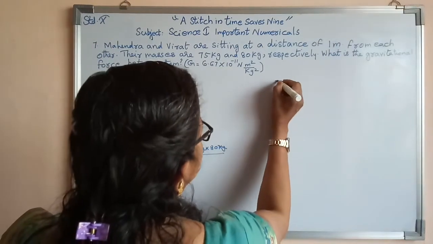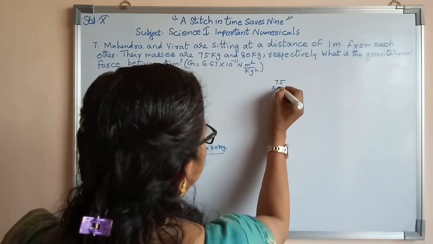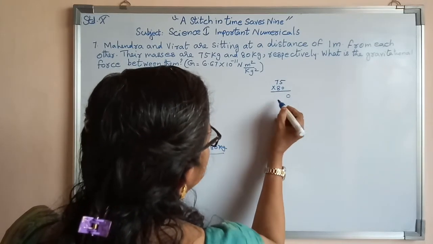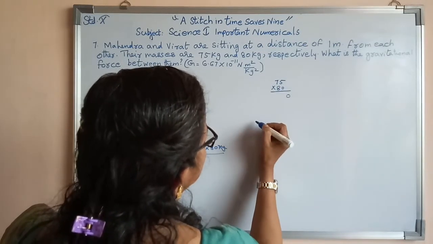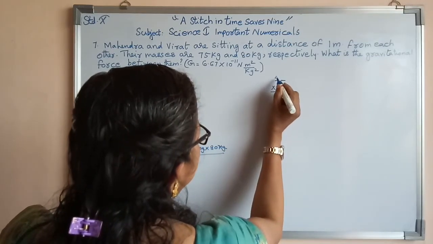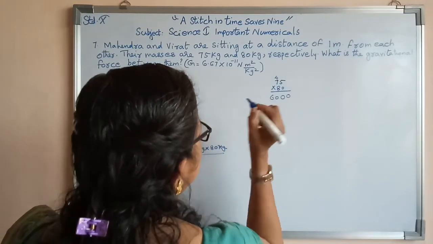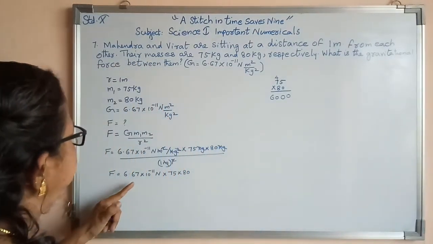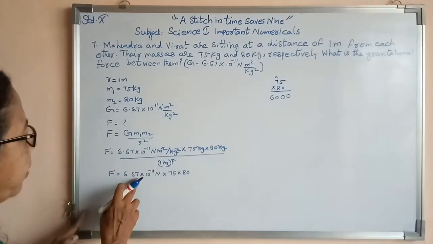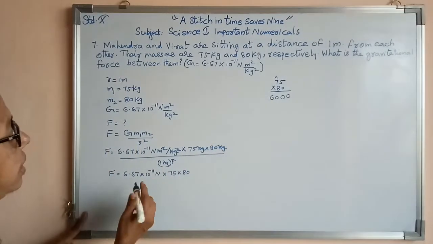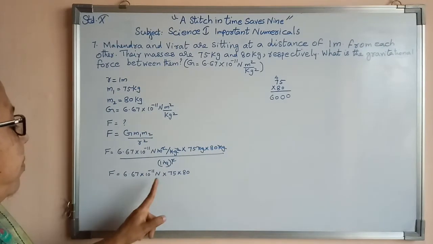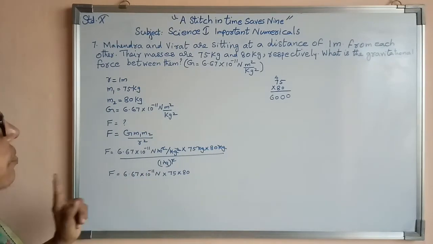So first 75 into 80. For multiplying that, I am putting 0 here. Then with 8 we will multiply both the values. 8 5s are 40, carry 4. 8 7s are 56 plus 4 is 60. Now we have got 6000 here. We will multiply with these two values. 10 raised to minus 11 we will keep aside, and in the end we will write this value.